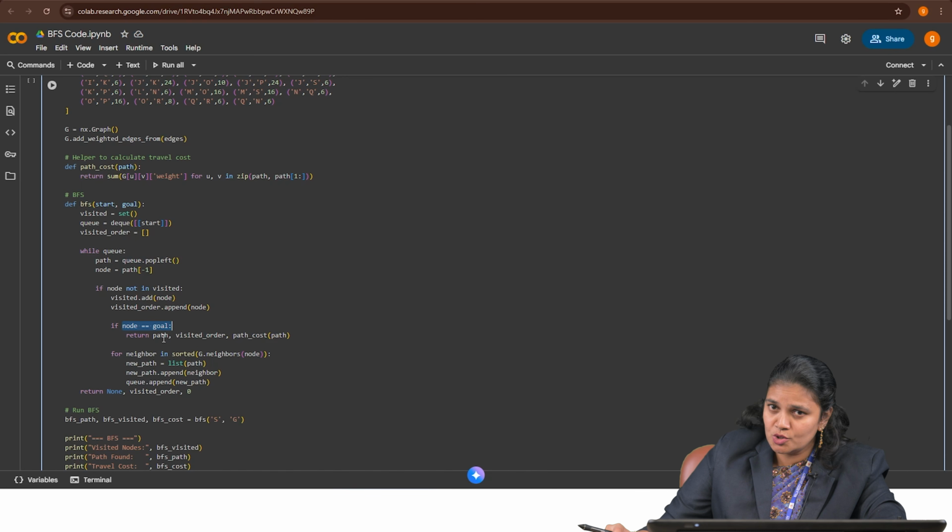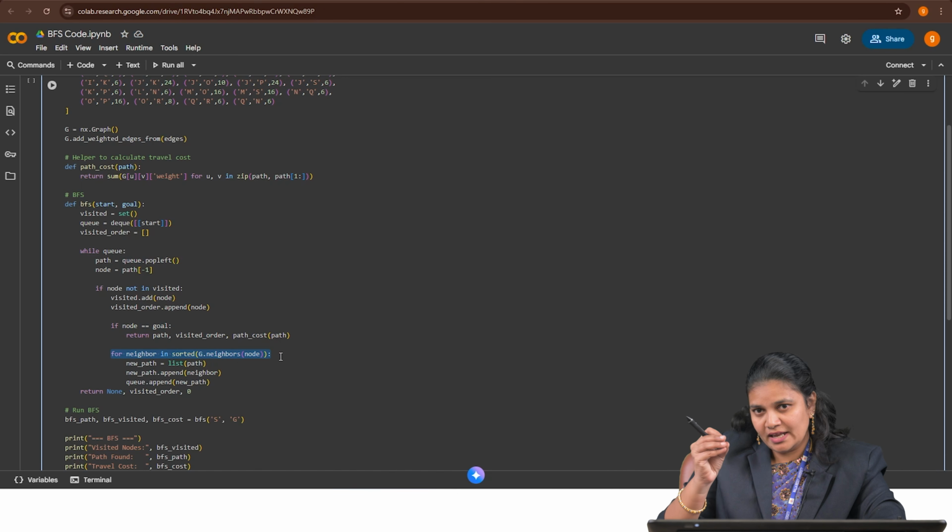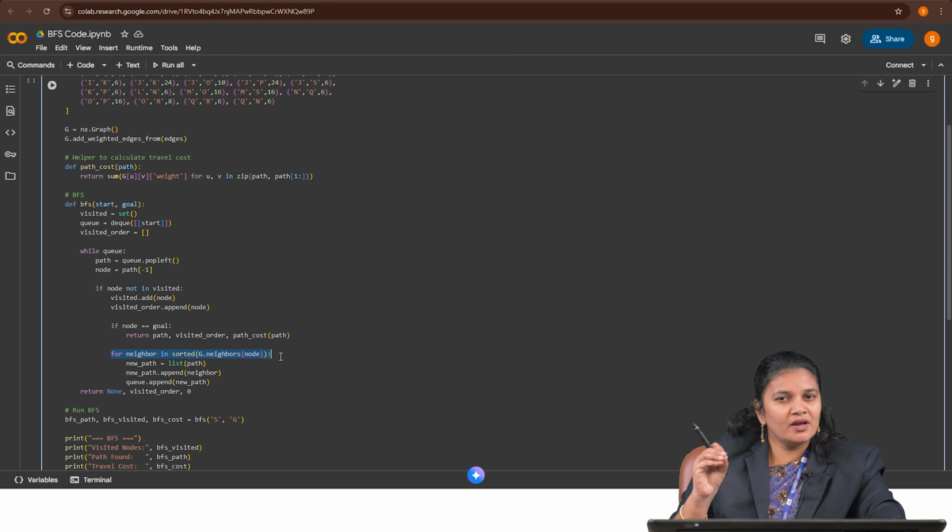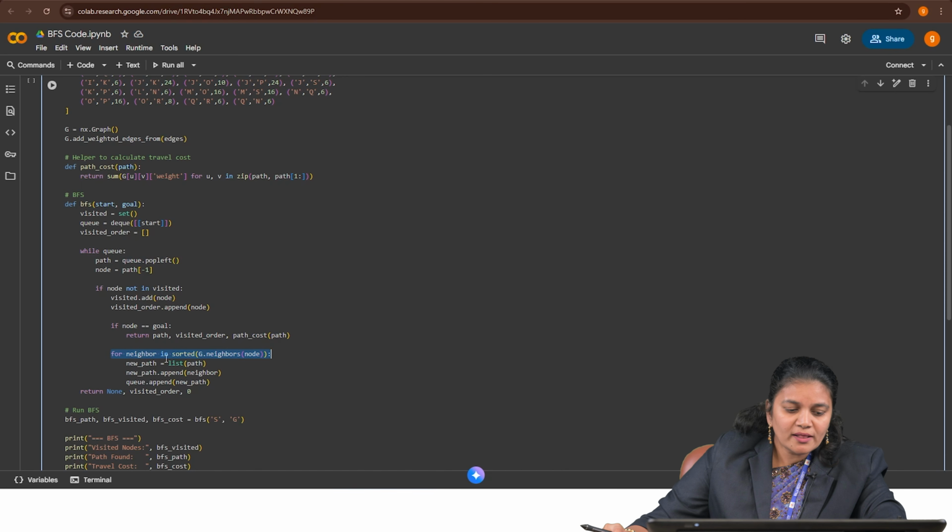If that is not the goal node, what we have to do? We should explore every neighbor of that node. We are taking a node from the queue and comparing whether it is the goal node or not. If it is the goal node, we can stop the process. If not, we are finding its neighbors and exploring all of them. So all the neighbors are explored and added to the queue. We are enqueuing them, appending the elements. Append is the operation which adds the element to the end of the list.